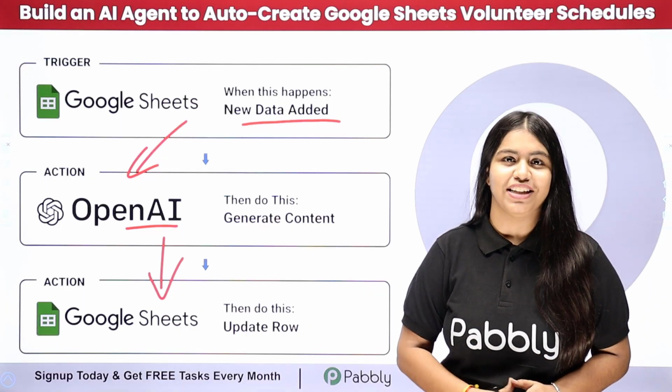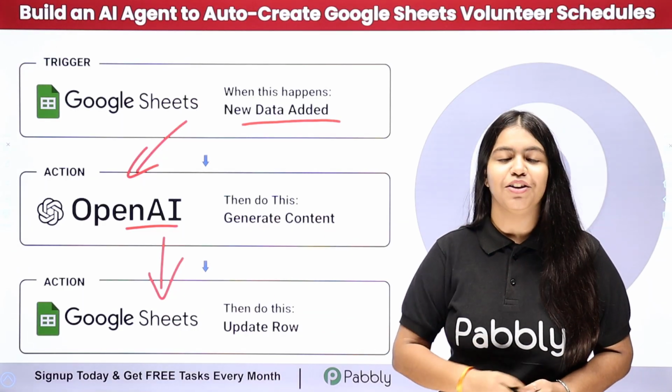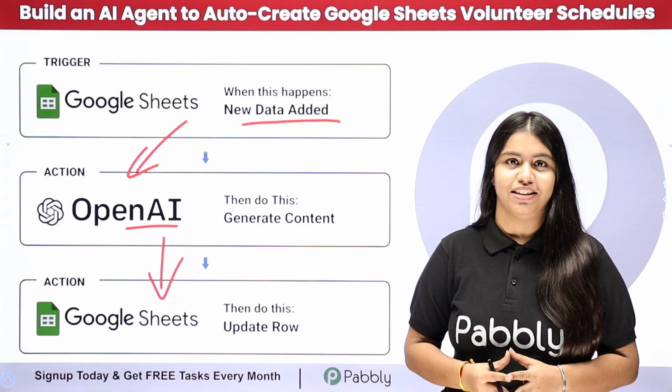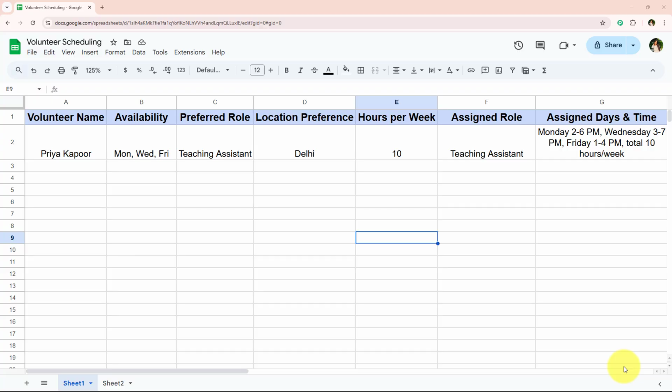So if you also want to create this amazing automation, then for that you have to come with me towards my screen. Welcome to my screen. So today I'll show you how to create an AI agent that auto-generates volunteer schedules in Google Sheets. Using role preferences, availability and the rest of the details, you can simply generate volunteer schedules. This is ideal for non-profit organizations and event organizers. This setup helps you to coordinate with the teams effortlessly while keeping everything neatly organized.